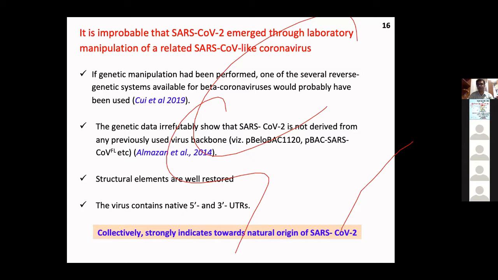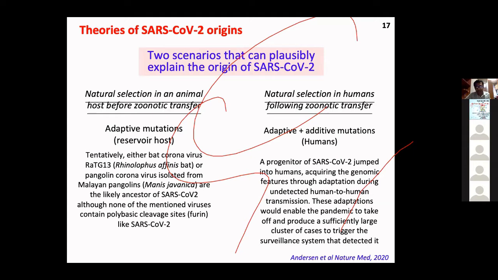Now that we have ample evidence based on genetic dissection of the viral genome that the virus originated naturally, what are the possible scenarios that the virus opted for its natural evolution? Number one is natural selection in an animal host before zoonotic transfer. What happens there?